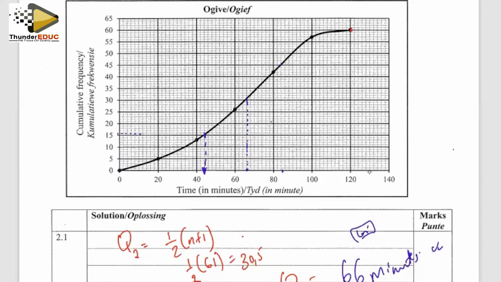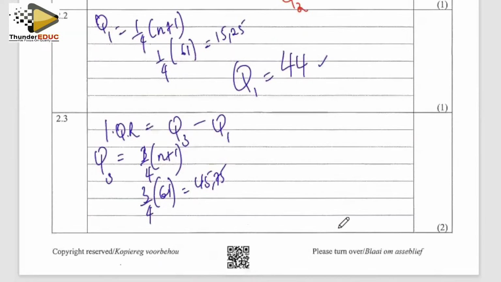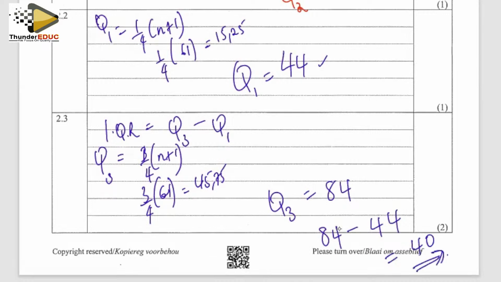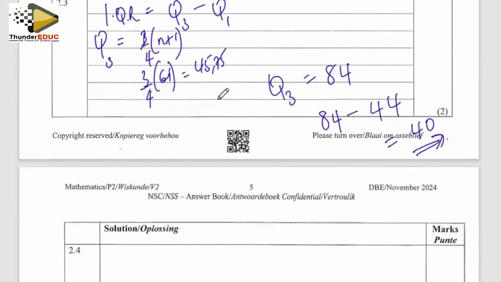Okay, so if I look at 45, 75, which is more like 46, round about that value, I'm getting 84 as my Q3. So which means my Q3 is going to be 84. Then when I get the IQR, I'm answering the question now, it's going to be 84 minus 44, which gives me 40. 84 minus 44, it's giving me a 40. So that is how I would have gone about with that question, 2.3.